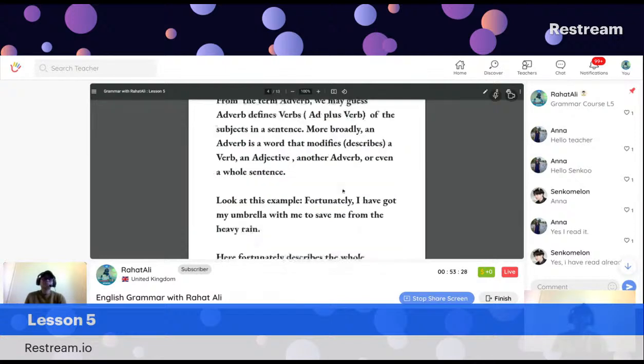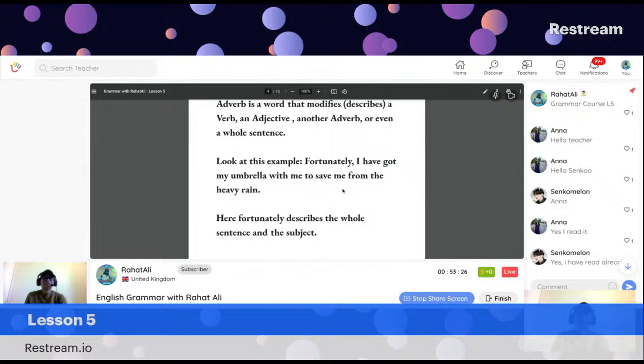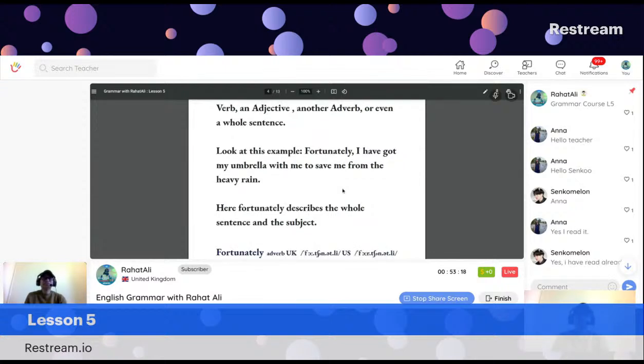a whole sentence. Look at this example. Fortunately, I've got my umbrella with me to save me from the heavy rain. So it is a whole sentence, and here fortunately is the adverb which has modified or described the sentence.